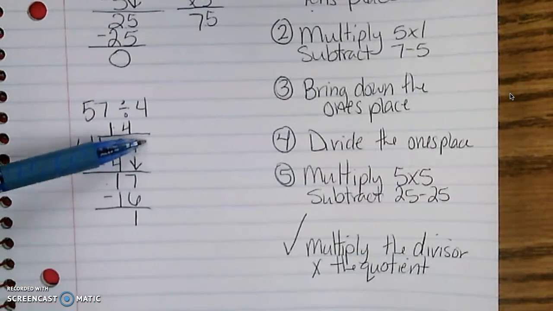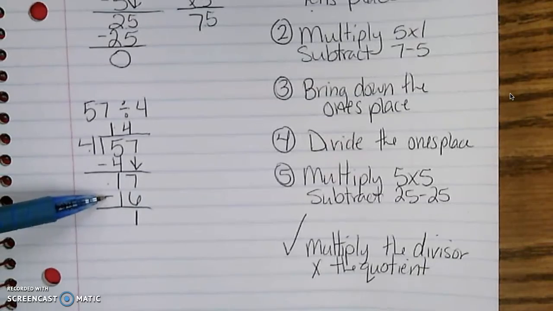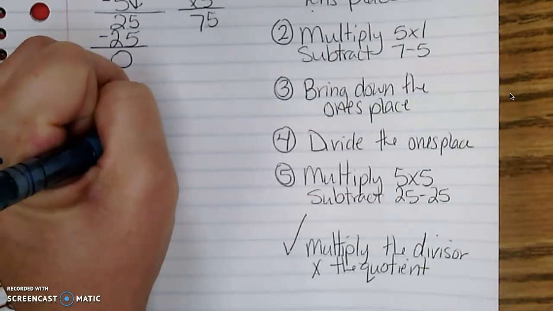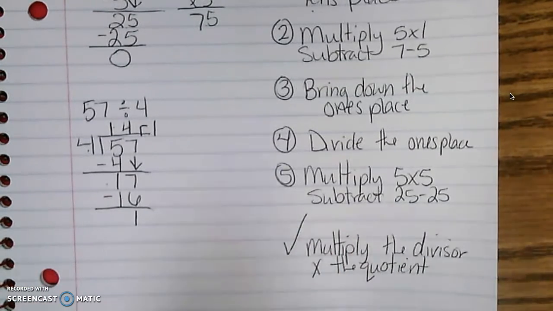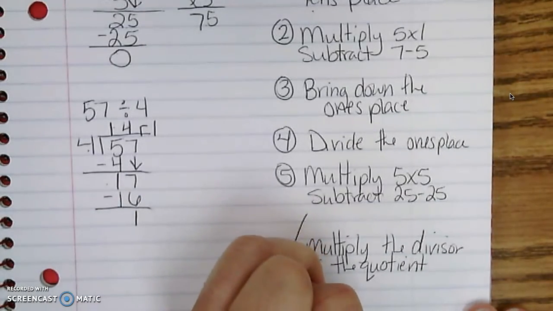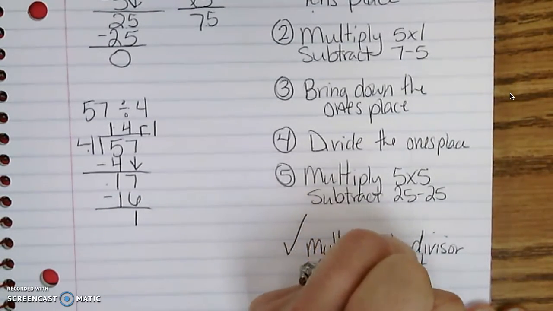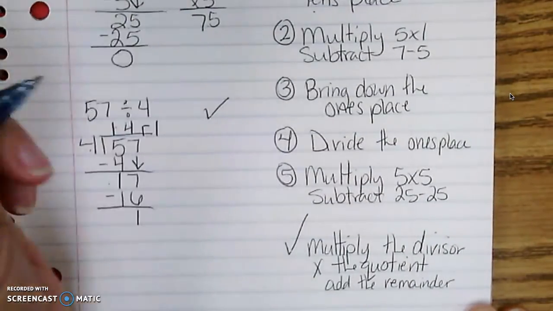If there's nothing left to bring down, and when I subtract I get a 1, and subtraction is the last thing I have done, that 1 is called my remainder. So I have 14, remainder 1. To check this one, I multiply the divisor times the quotient, and then we add the remainder if we have a remainder. So I'm going to add that down here to our directions, and let's check it.